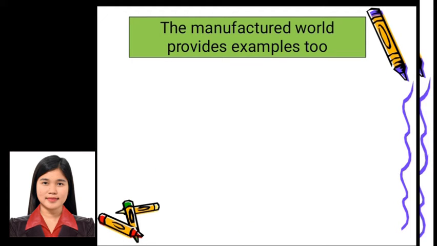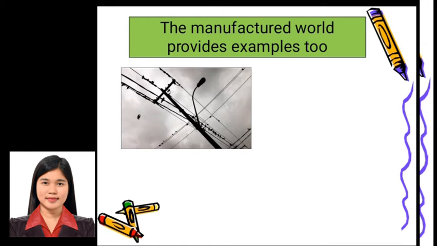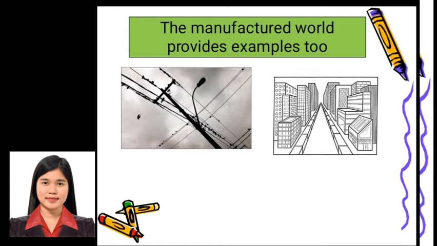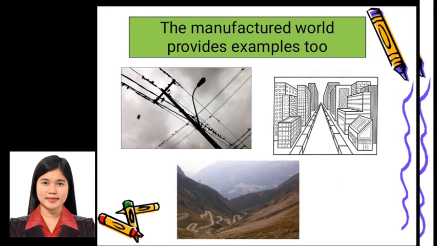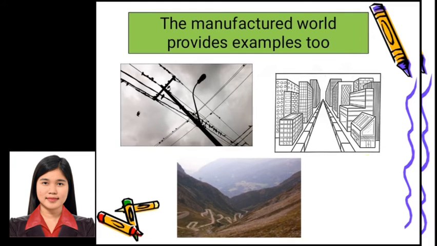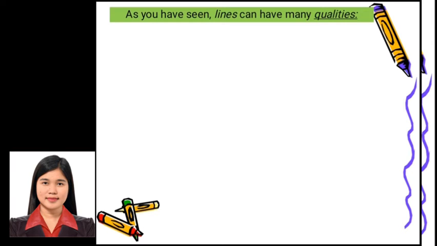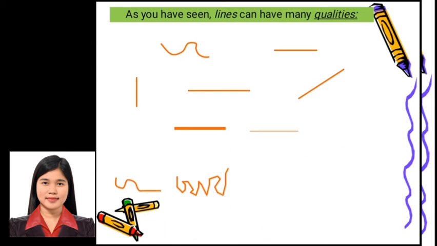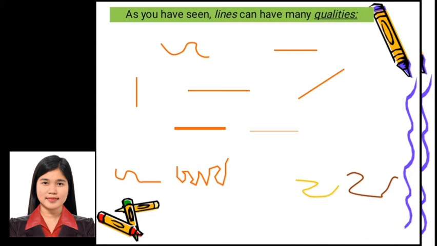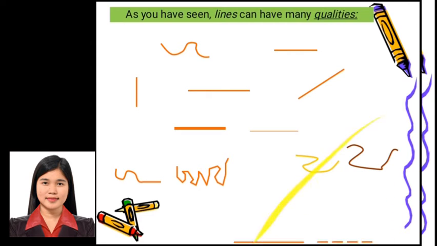Next, the manufactured world provides examples too. So lines formed by wires, edges of buildings, and winding roads. Lines also can have many qualities. So they can be curved or straight, vertical, horizontal, or diagonal, thick or thin, smooth or rough, light or dark, and continuous or broken.